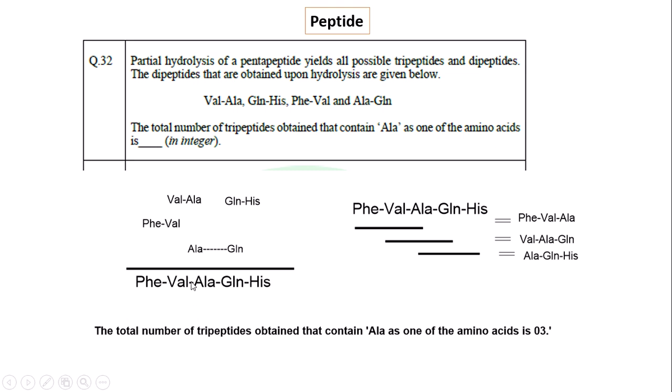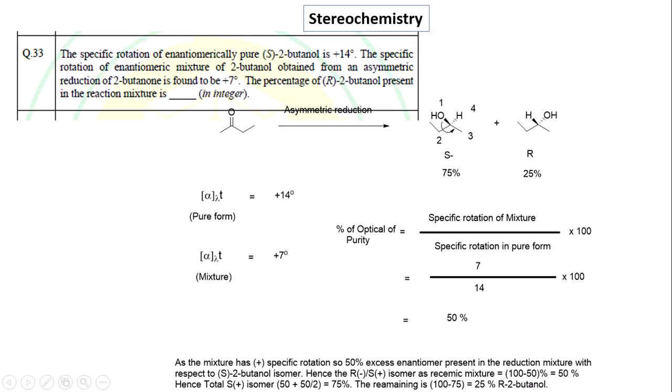If we multiply, this is the pentapeptide formula, and this pentapeptide on partial hydrolysis, which contains Ala as a subunit, gives Phe-Val-Ala, Val-Ala-Gln, Ala-Gln, etc. So the number of tripeptides which contain Ala as a subunit is 3.